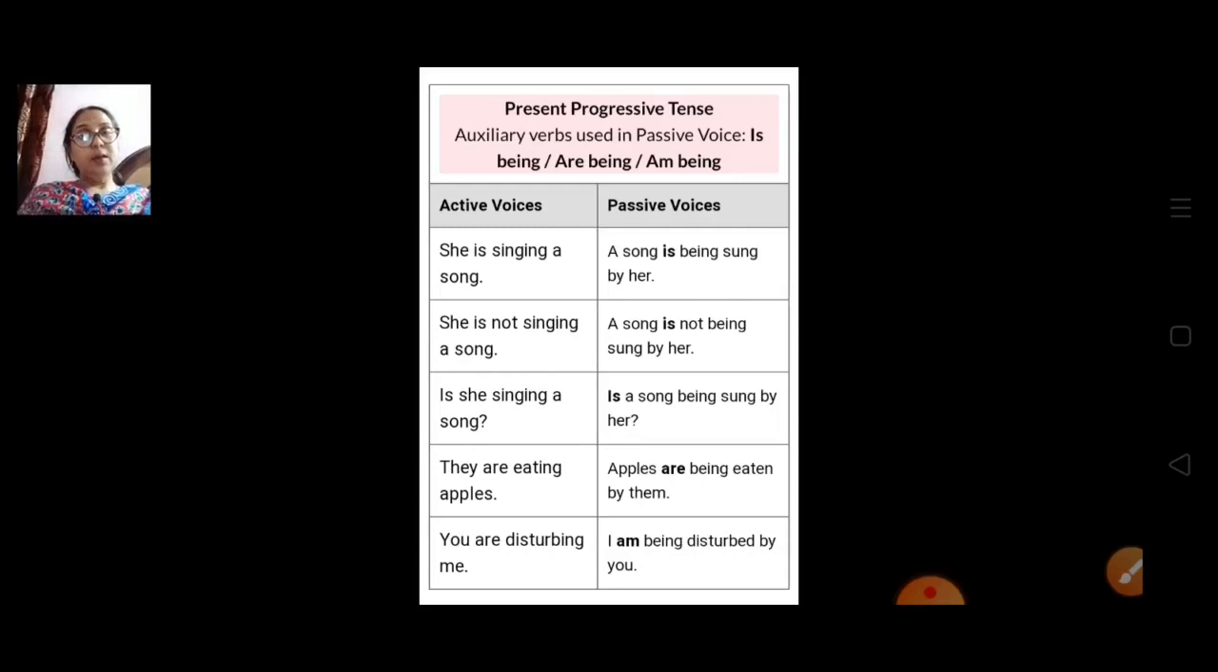How to make active to passive voice in simple present tense, how to make active to passive voice in present continuous tense and how to make active to passive voice in present perfect tense. So these three concepts, just clear your mind. Tomorrow we will solve exercises which are already given in your book. So we will solve on the basis of present tense. Then we will start past tense.